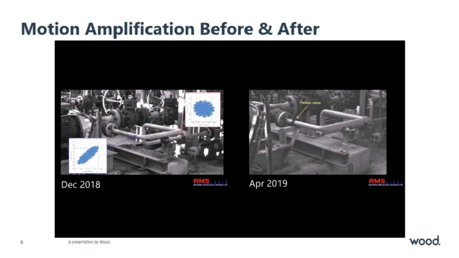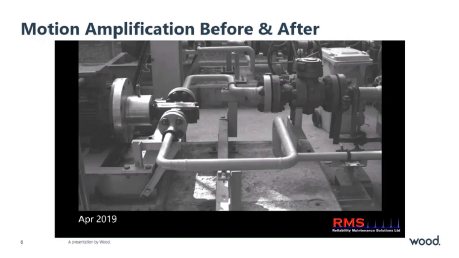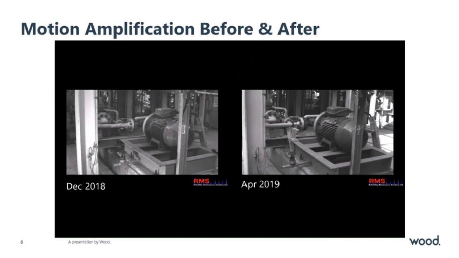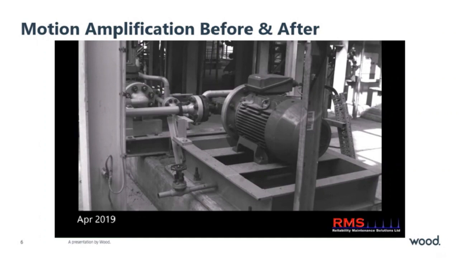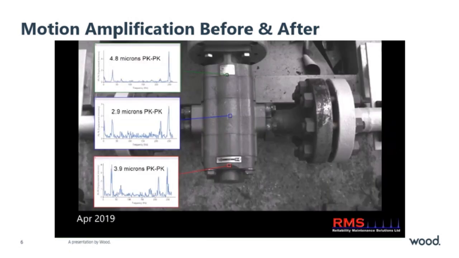So you can see December 18 and April 19, significant changes by some work done on site. There's still a bit of movement there on the flexible clamp, but that's okay. It's important to note the cowling, how everything's reacting to the movement. That's a really good image as well. So that's a before and after video. And this was the biggest bit of feedback we got from the video. And these measurements on displacement we'll talk about next.